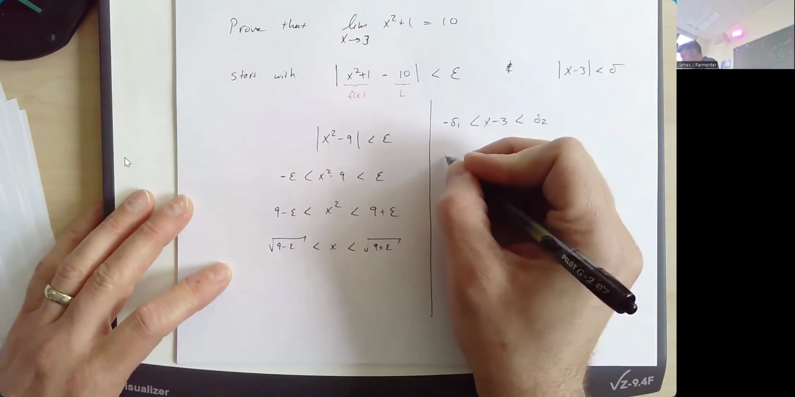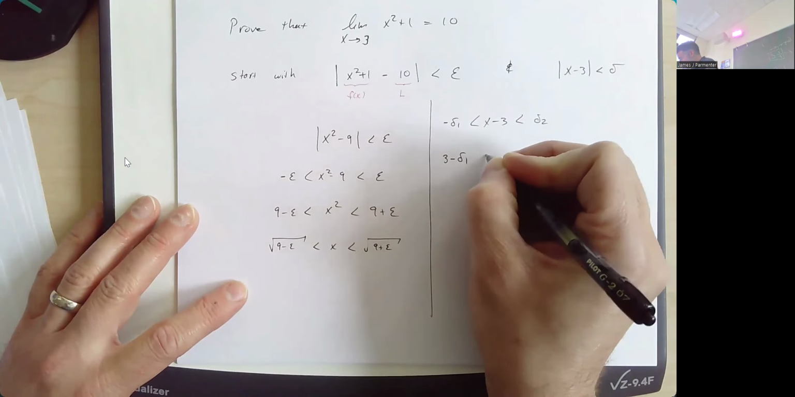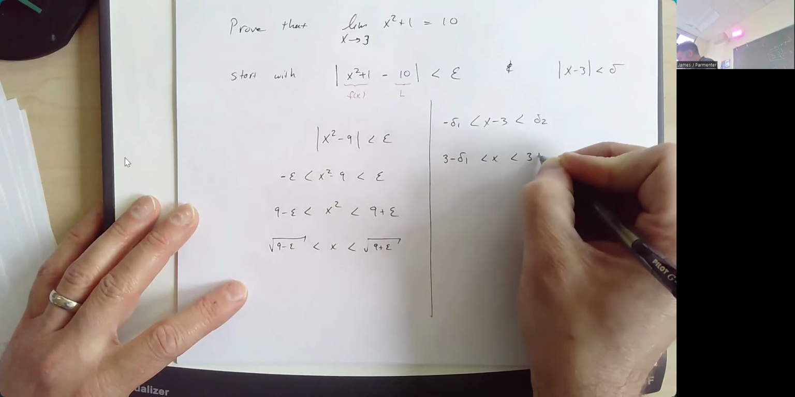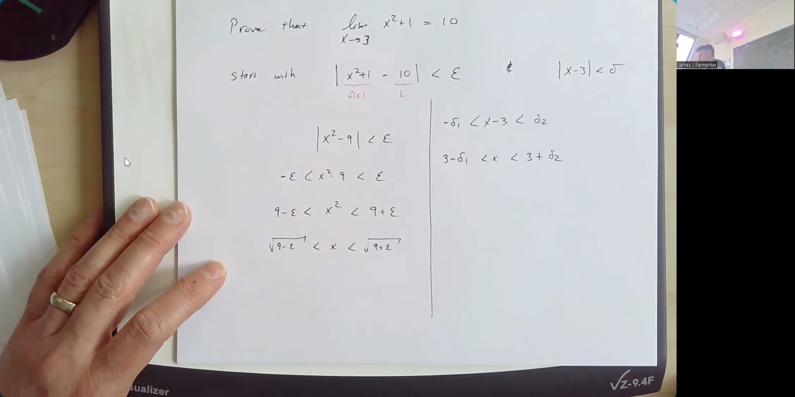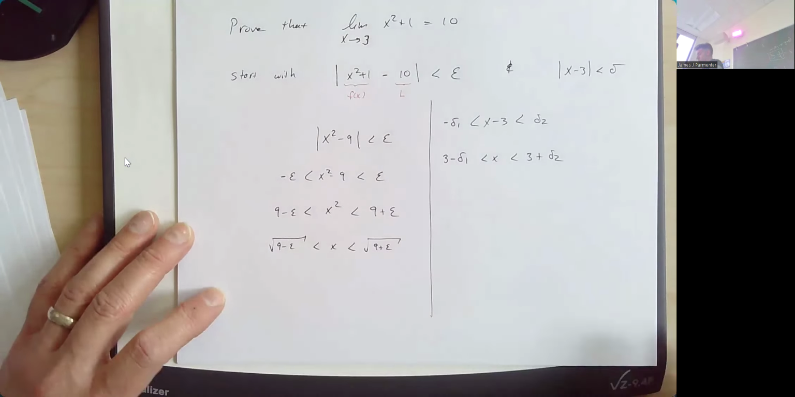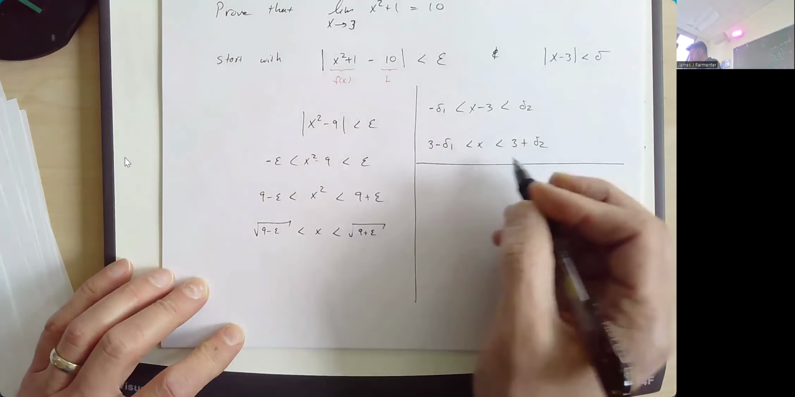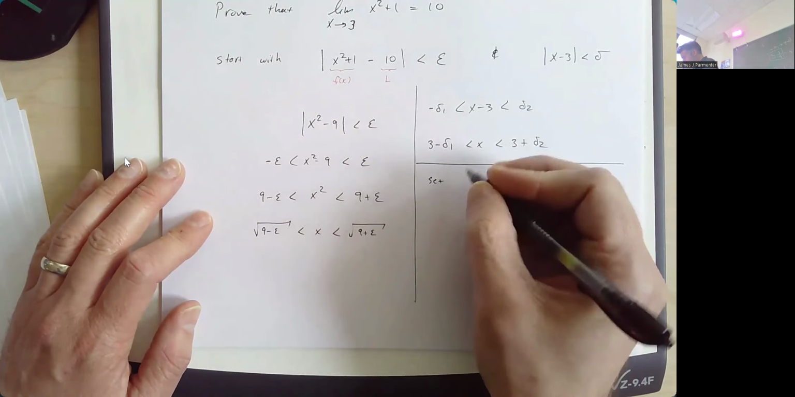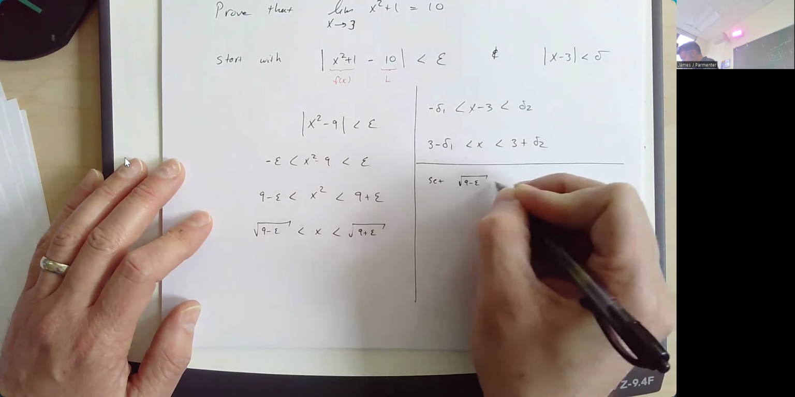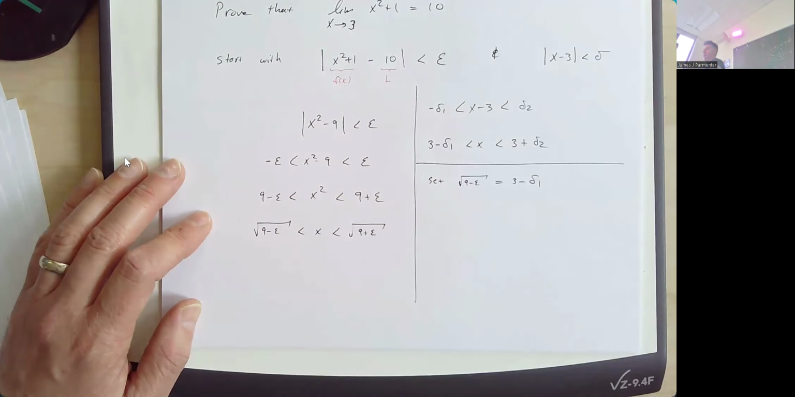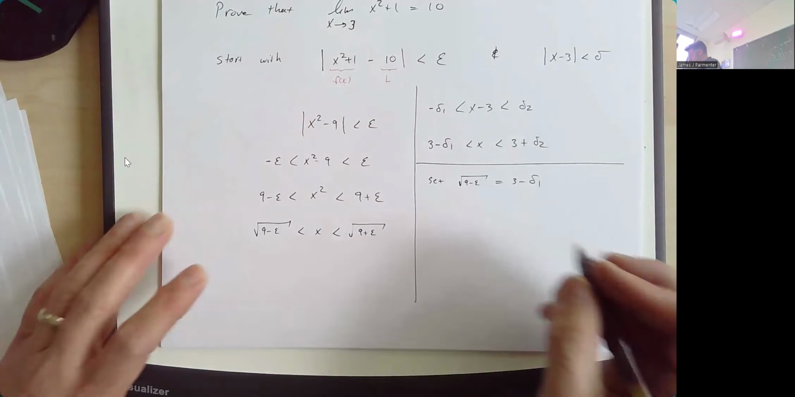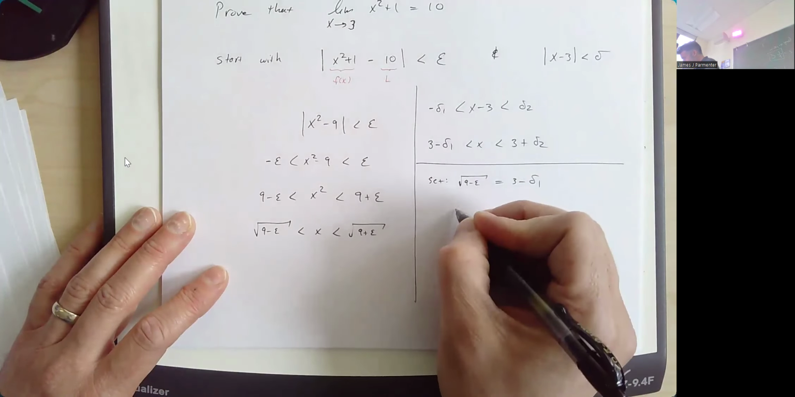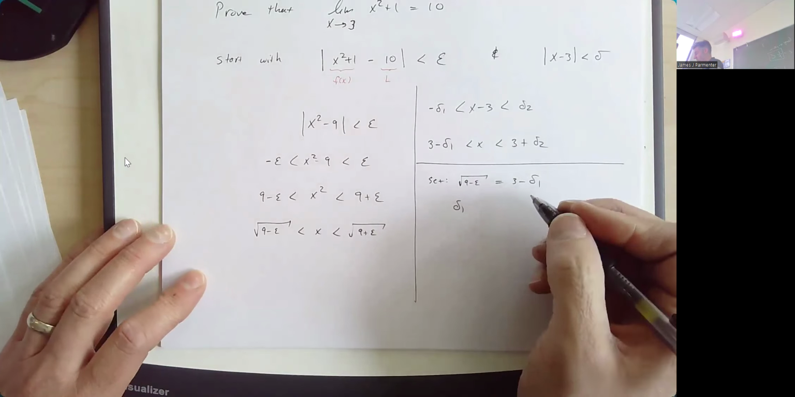All right. We do one thing. I'm going to add 3 to all sides. So 3 minus delta 1 is less than x is less than 3 plus delta 2. Then we're going to set the things that x is bigger than equal to each other. So we're going to set square root of 9 minus epsilon equal to 3 minus delta 1, and solve for delta 1. Adding delta 1 over here, subtracting the square root of 9 minus epsilon over there.